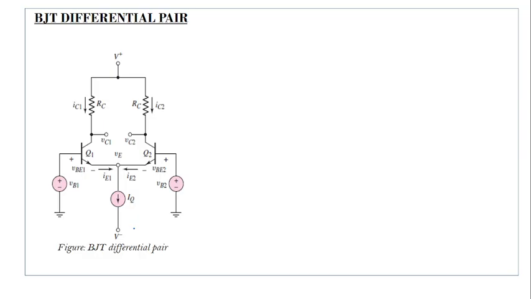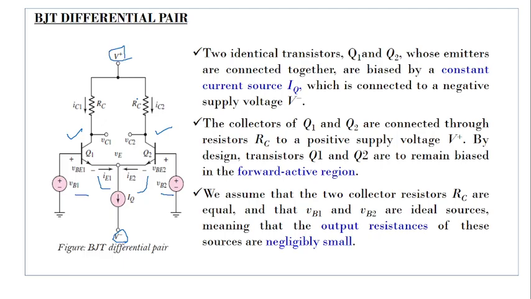So this is a BJT differential pair. Here we have two transistors, Q1 and Q2, connected in common emitter configuration with a constant current source of IQ. The other end is connected to V minus, whereas the collector is connected to V plus, exactly opposite to that. This is VB1 and VB2. Therefore, the currents flowing are IE1, IE2, the base emitter junction voltages VB1, VB2, and currents IC1, IC2. Almost everything is going to resemble the same.